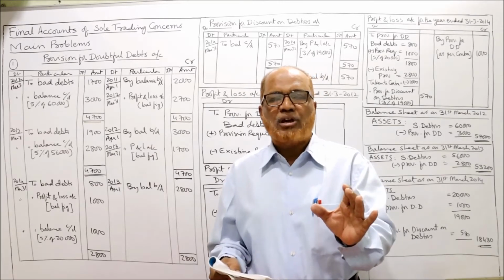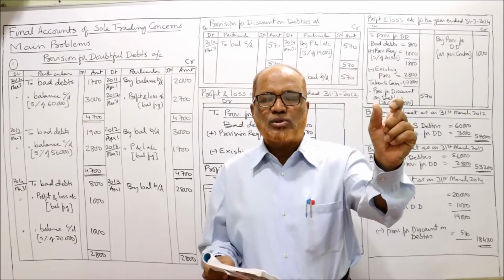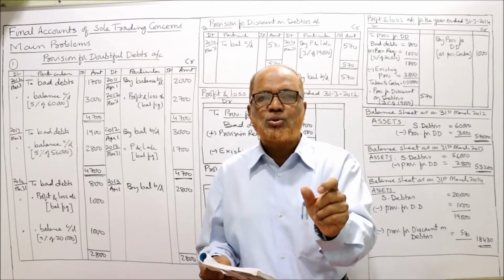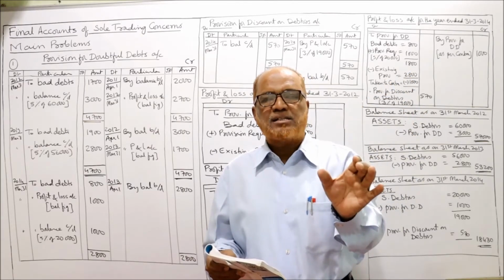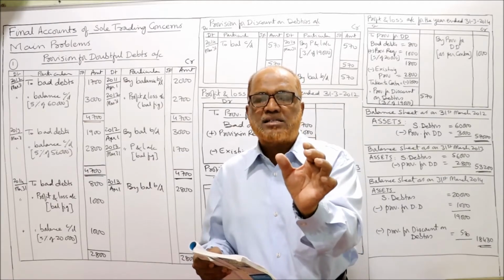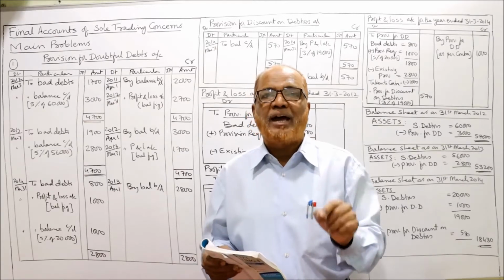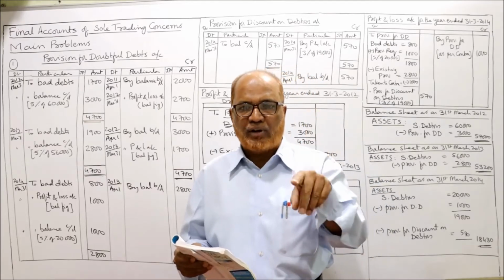This is the information given for the year 2011-2012, 1st April 2011 to 31st March 2012. Opening provision is given. During the year, bad debts are given. At the end of the year, how much are the sundry debtors and how much provision we have to make at the end of the year. This is the complete information for the first year, 11-12.